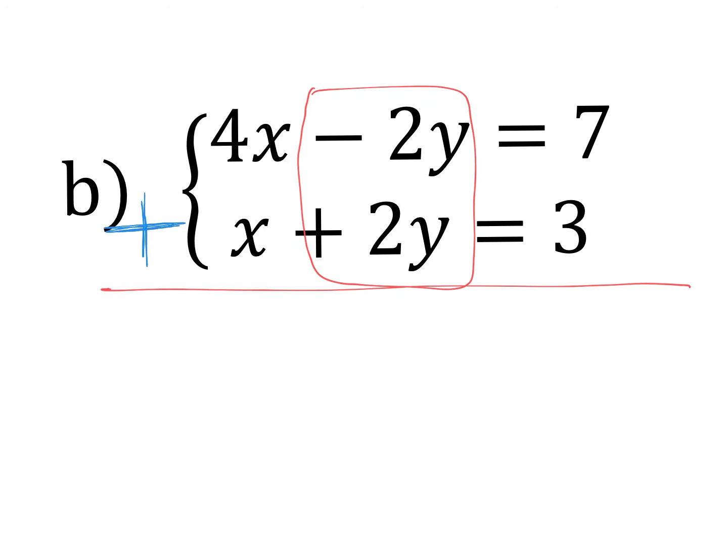Okay, so we're adding our equations together. I get 5x for my x's. This is 0 equals 10. So if 5x equals 10, divide by 5, and x is 2.